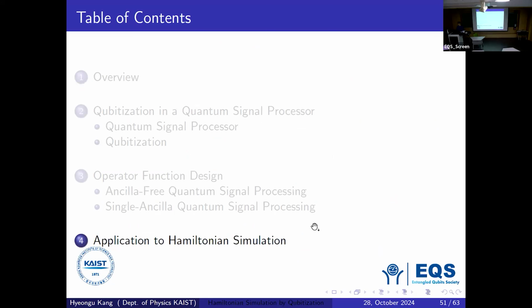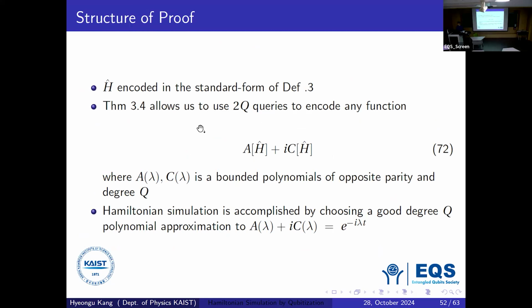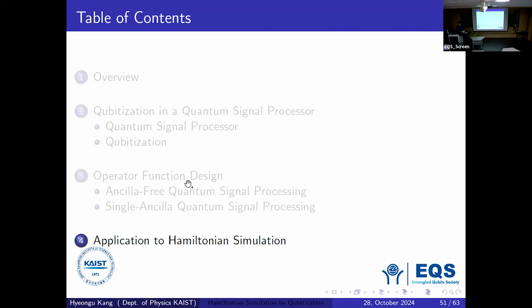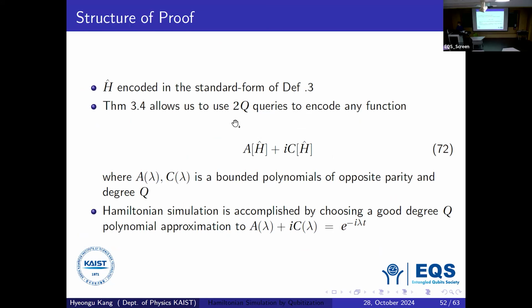So now this is the final step, the application to the Hamiltonian simulation. And we have the H encoded in the standard form, and the theorem that we just proved allows us to use two Q queries to encode any function with the form AH plus iCH, where A and C are bounded polynomials of opposite parity and degree Q. And if we can find some A lambda and C lambda that gives a good approximation of e to the minus i lambda T, then the Hamiltonian simulation problem is solved.